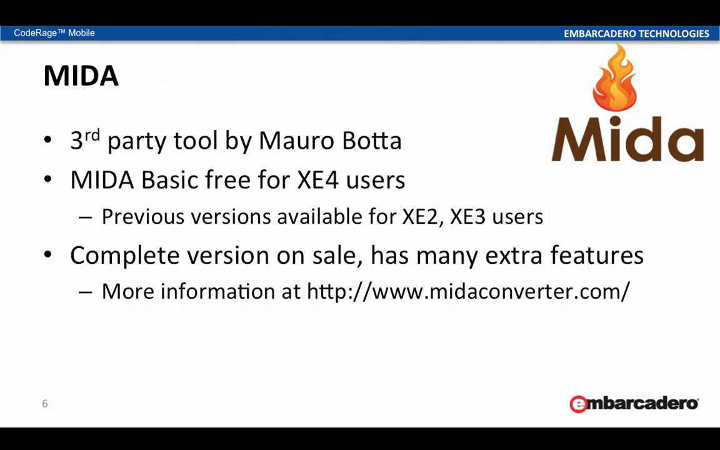So there is this third-party tool that is available for free in a basic version, a feature-limited version. It was available for XE2 users. It was available for XE3 users. There's a new extended version available for registered XE4 users. So once you buy XE4, if you haven't already done so, you can go to the registered users download and get Mida Basics. The complete version is on sale and has a lot of extra features. I'm going to mention some, but you should refer to the midaconverter.com website for more information.